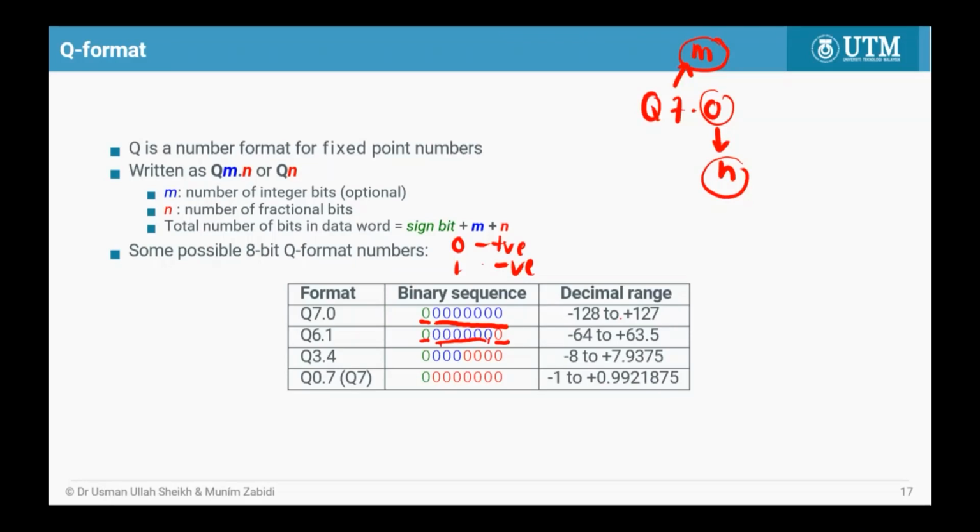And then if you use the Q3.4 format, in this format you have 3 integer bits, where the maximum is 111. This is your fractional part, so you have 4 fractional bits. And if you use the Q0.7, or sometimes Q7, it means all of the 7 bits are represented by fractional bits. So the range is from -1 until +0.992187.